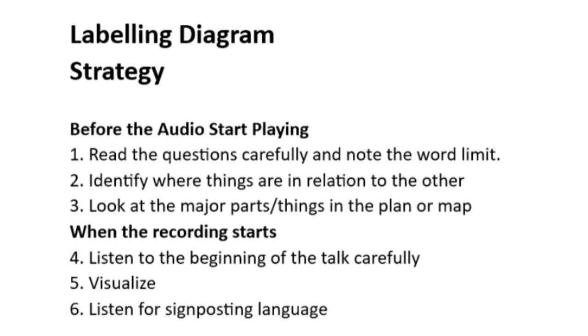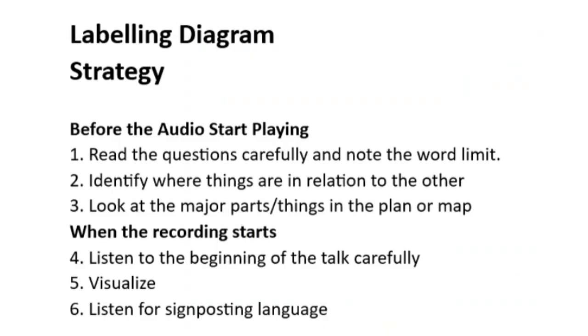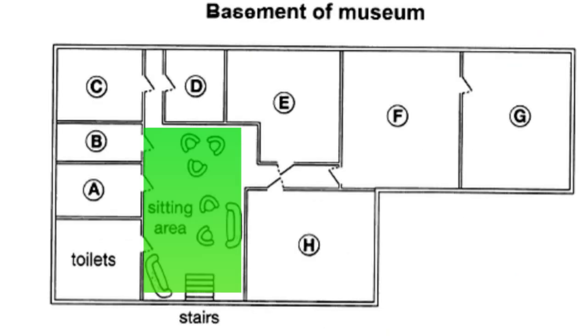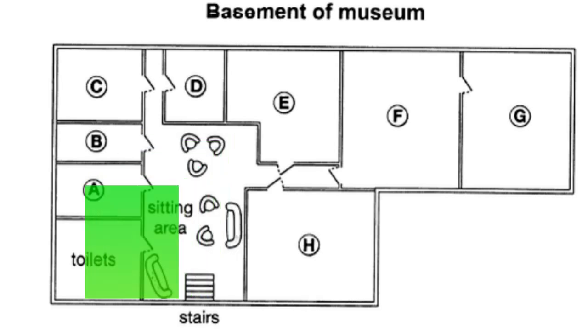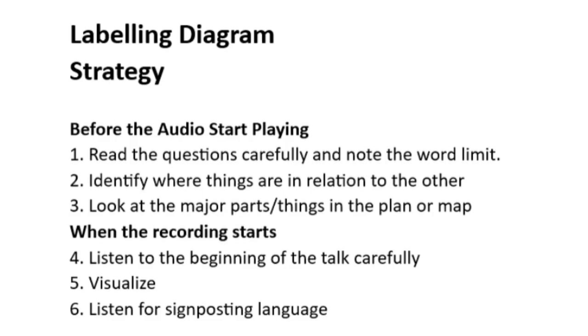Before the recording starts, the first thing, read the question carefully and note the word limit. Identify where things are in relation to the other. This is the sitting area, then this is your toilet. A to H, these are all rooms. This is a passage here. Now, this is another passage here. So let's go over to the next step. Look at the major parts / things in the plan or map.